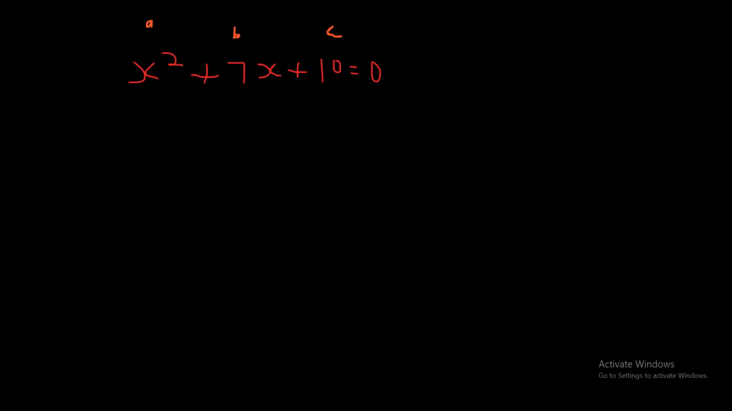So in this example, we know that A is the value that comes before x squared. So A here will be 1, then B here is the number that comes before x, which will be 7, and then C is the number that you have here. You've got 10. So the first thing that you do in this complete the square method, you must take your C to the other side. Whatever the C value is, you must take it to the other side.